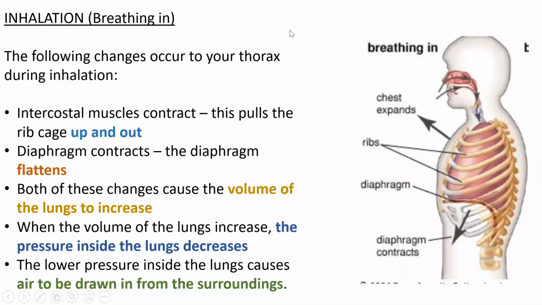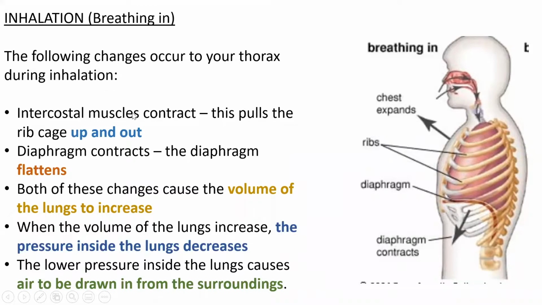So inhalation, that means you're breathing in. The following changes occur to your thorax, the rib bit here. You can't see me, but I'm breathing in at the same time, so kids can follow along as you do it. We're just going to focus one bit at a time. Breathing in. So the following changes occur to your thorax during inhalation.